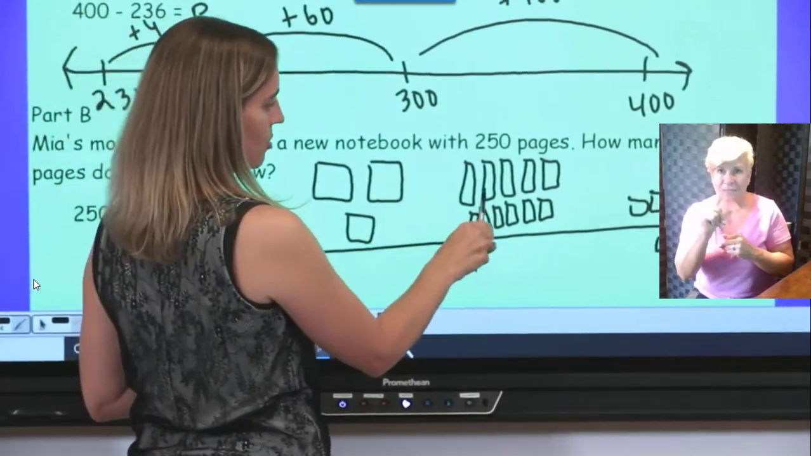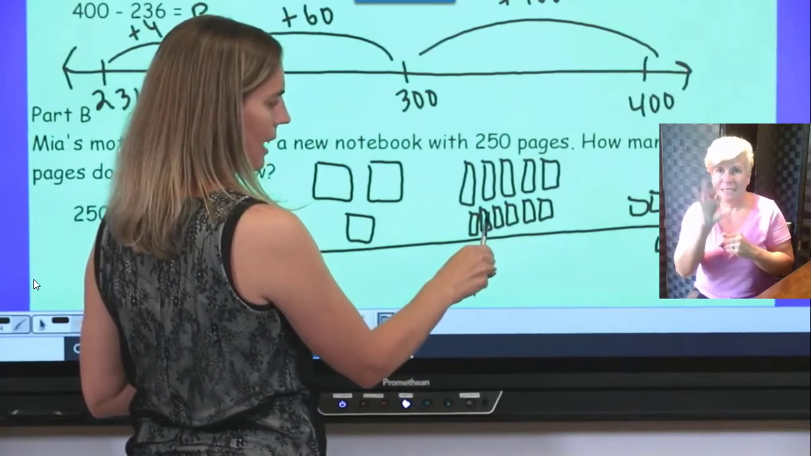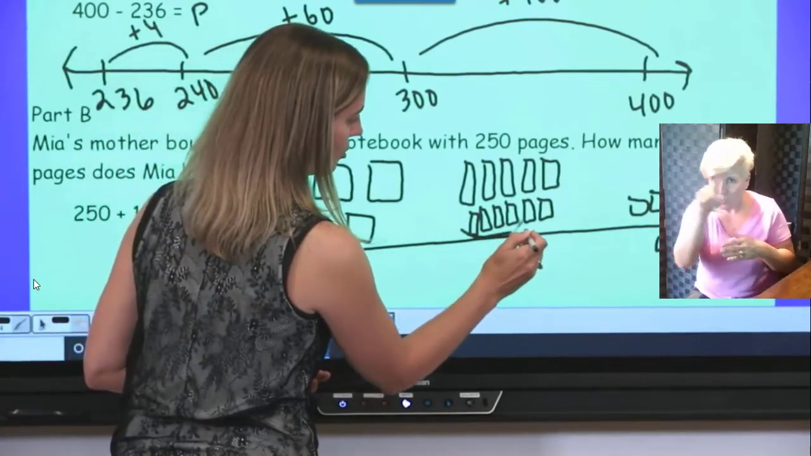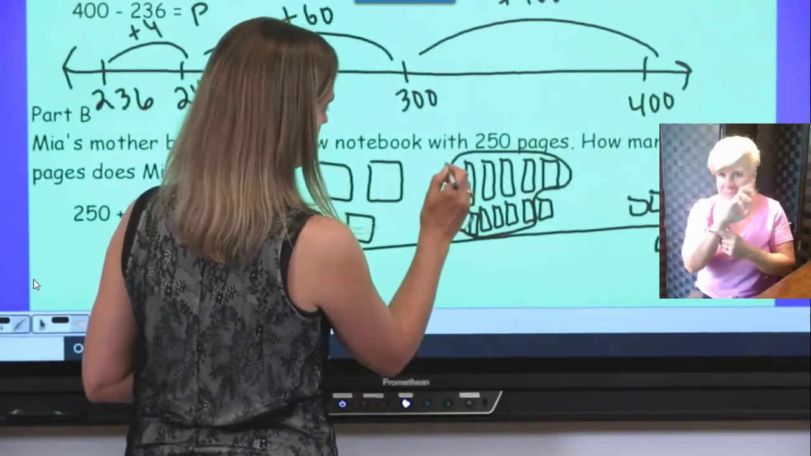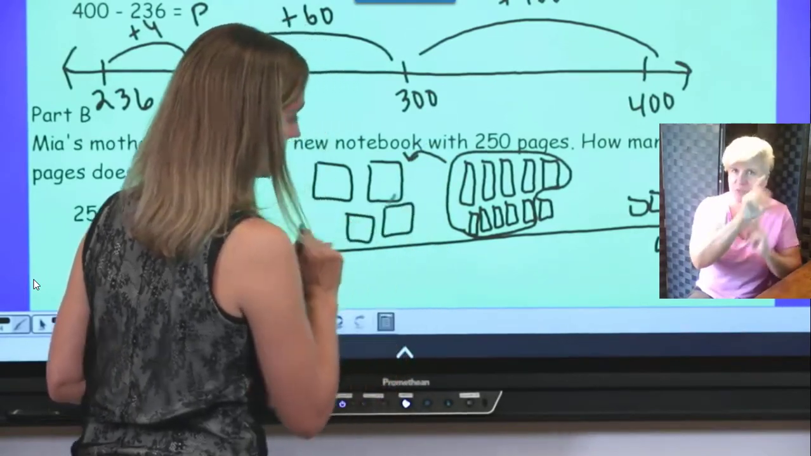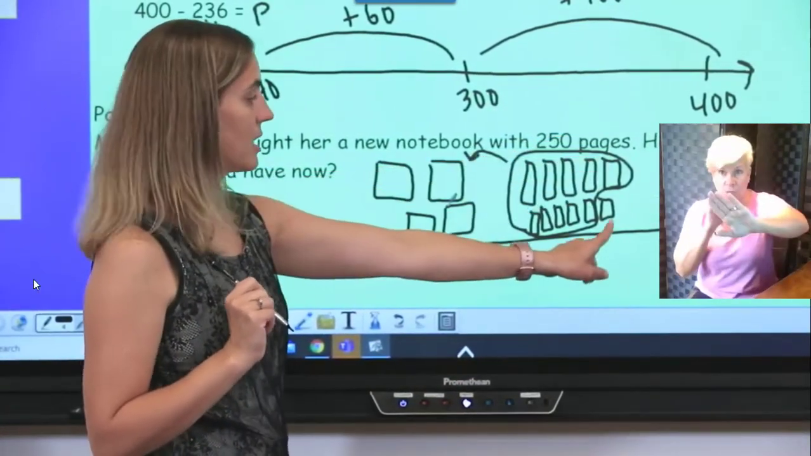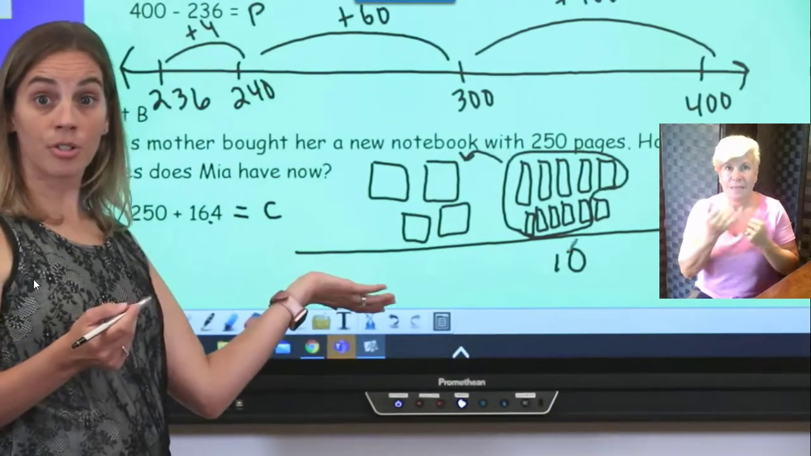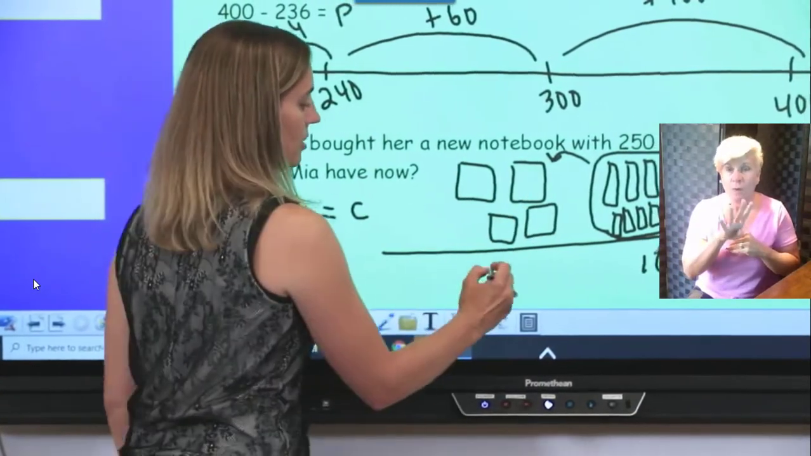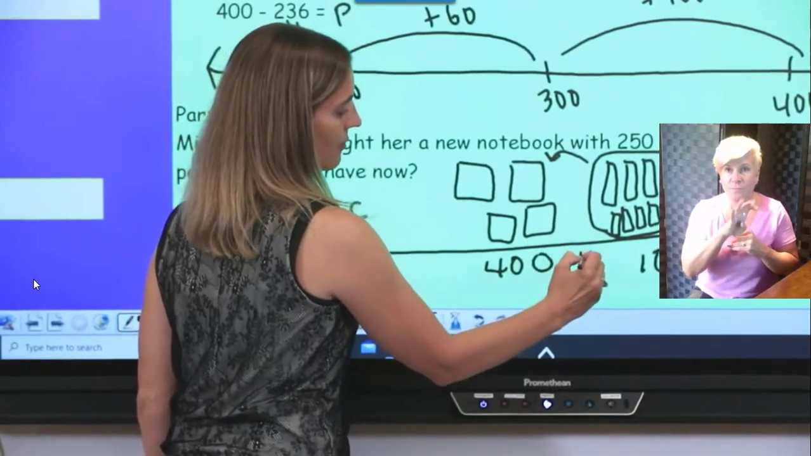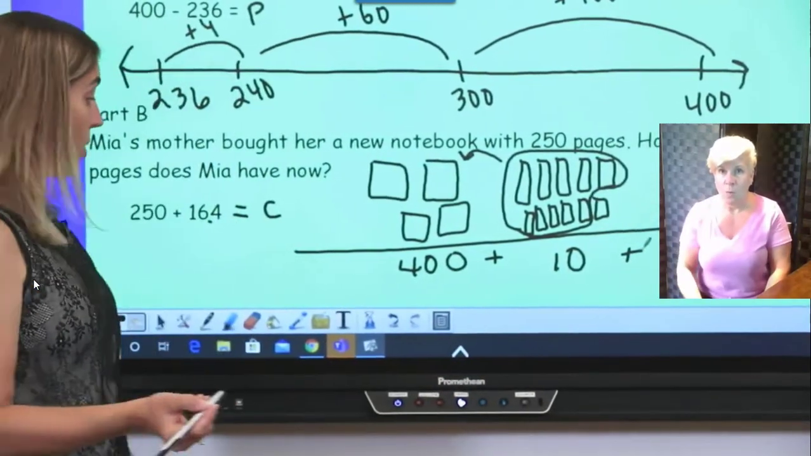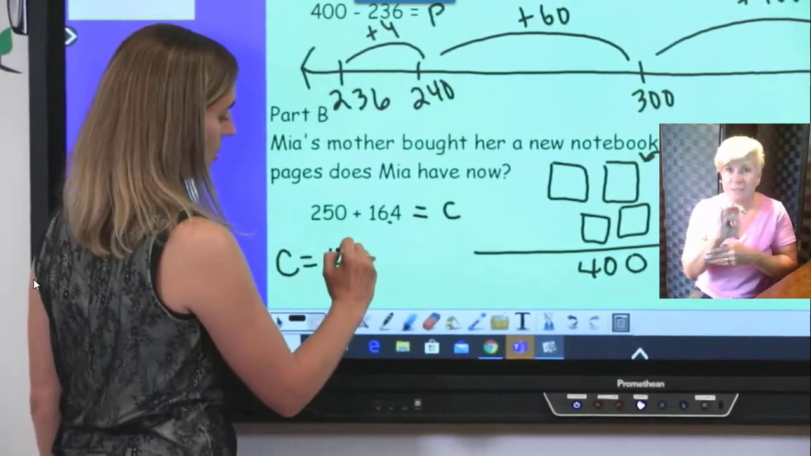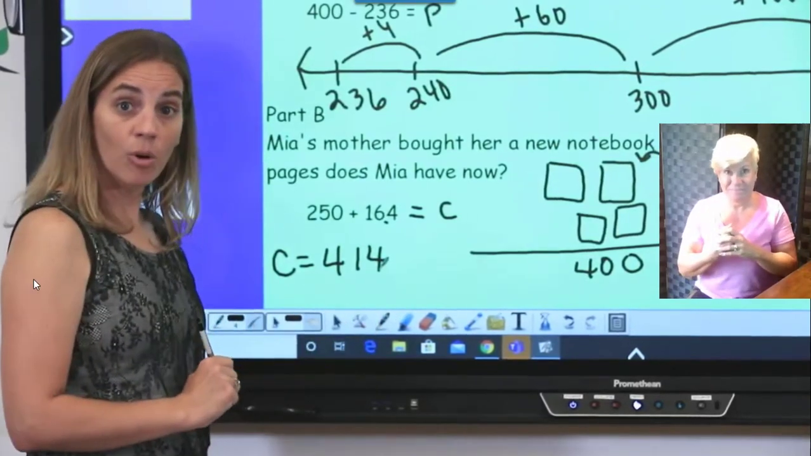Okay, let's take a look at this one. Let's count by tens. 10, 20, 30, 40, 50, 60, 70, 80, 90, 100, 110. What? Well, let's take one of these groups of 10 and bring it over here and turn it into 100. Okay, so if we take away those 10, how many 10s do we have left? Just 1, and we know that 1 ten is the same as 10, right? Now how many hundreds are there? 10, 1, 2, 3, 4. So 400. So if I take 400 plus 10 plus 4, how many clean pages does Mia have left? 414.